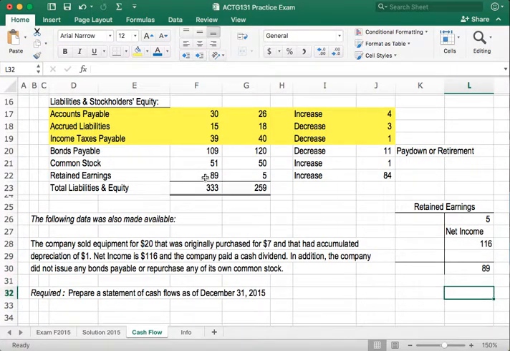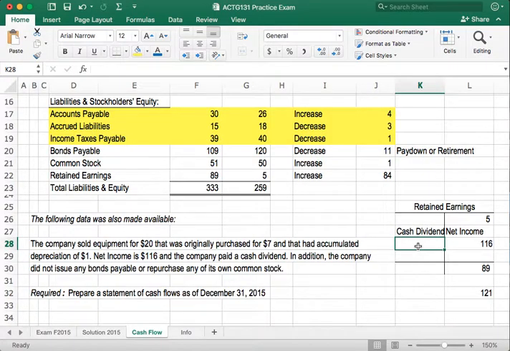Now if we do the math, and I'm going to do the math right below, beginning balance is 5 plus 116 of net income. That comes to 121, not 89, which is the ending balance. That's a clue. And the clue is that we have a cash dividend paid. Cash dividends will decrease retained earnings. So cash dividend.